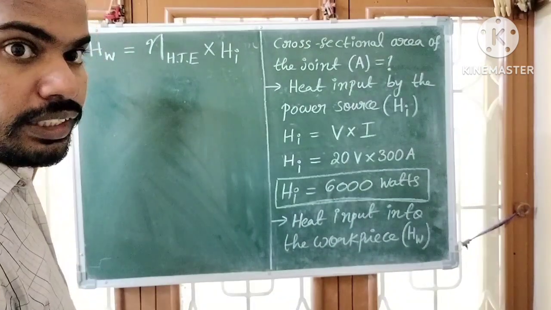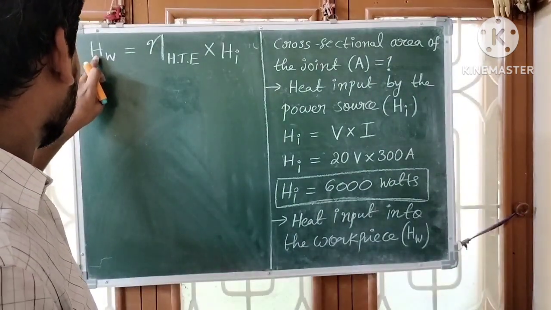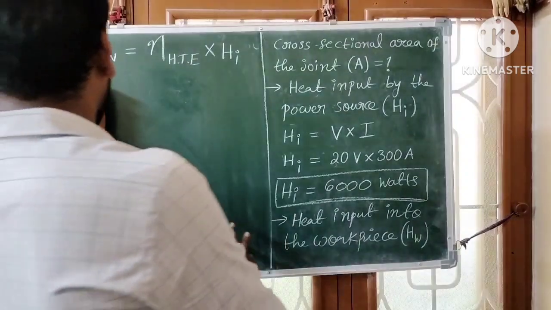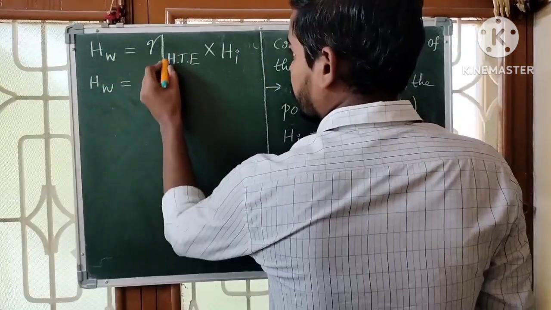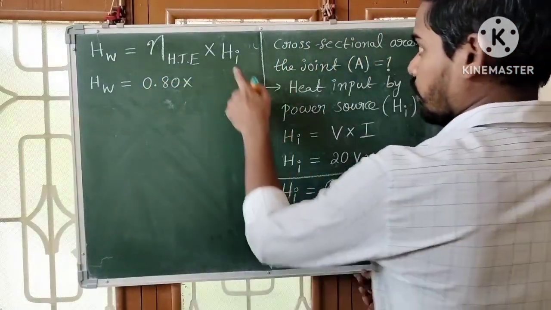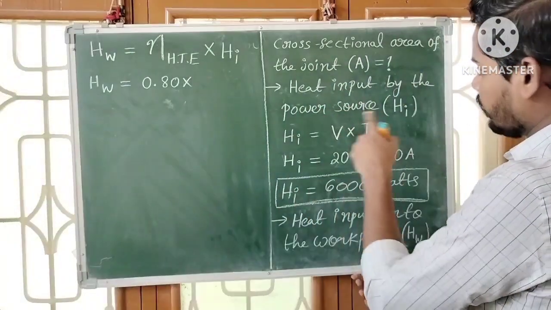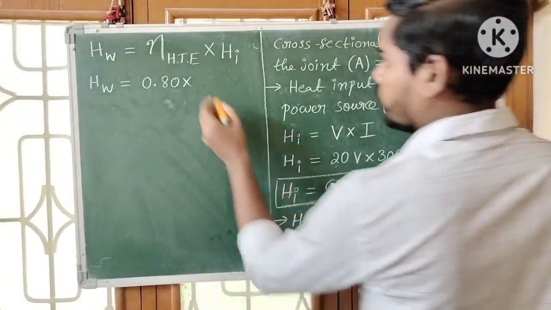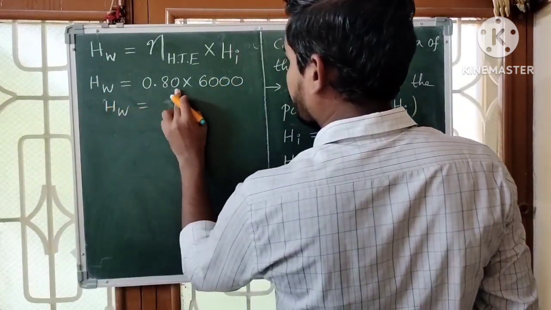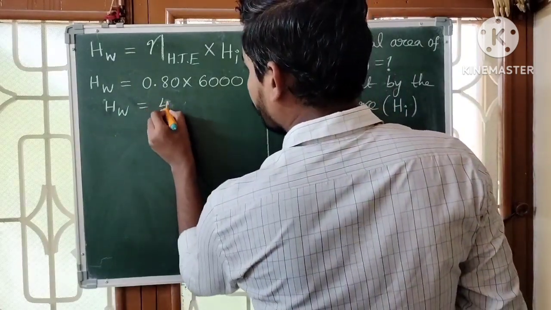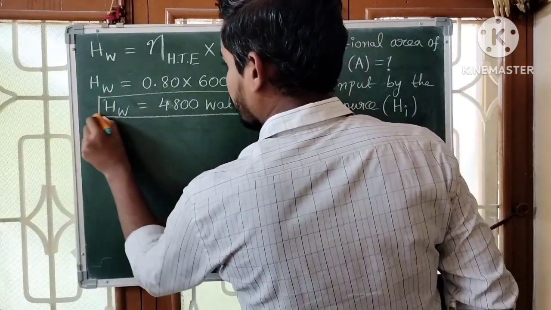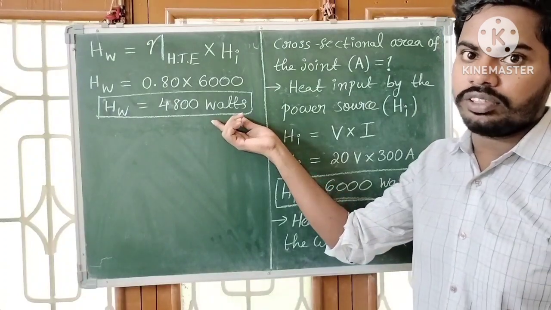HW means how much heat went into the workpiece. So HW is equal to heat transfer efficiency into heat input by the power source. Heat transfer efficiency is 0.80, into the power supplied by the power source, 6000 watts. If you calculate 0.80 into 6000, you will get 4800 watts. This is HW. This much heat is taken by the workpiece.